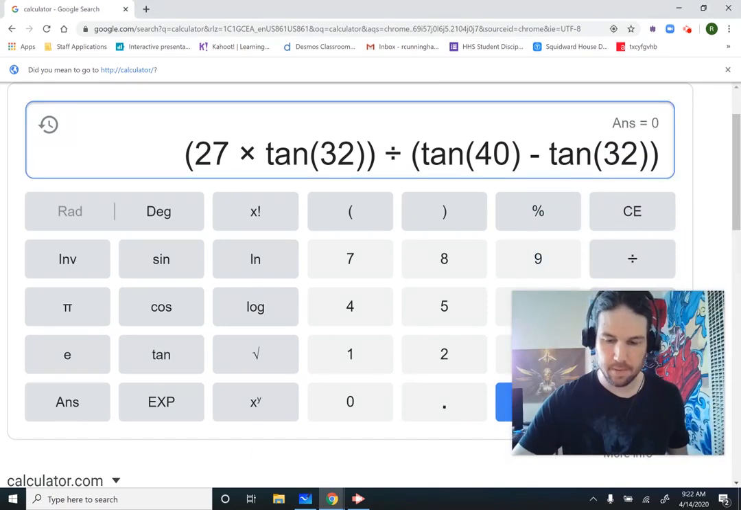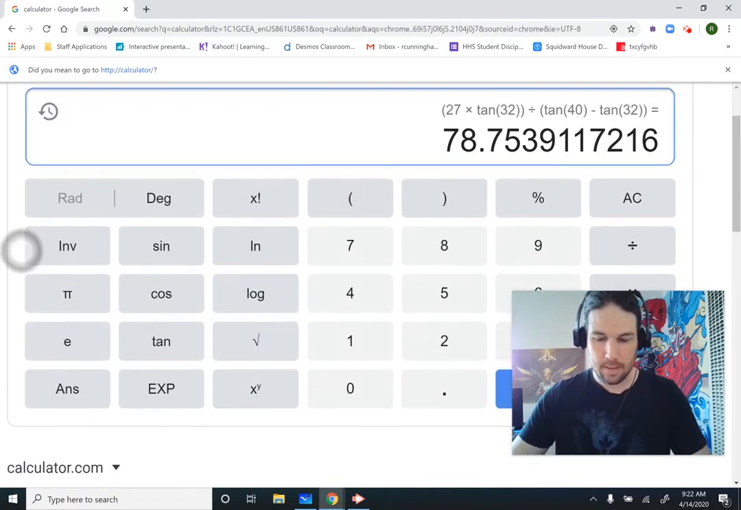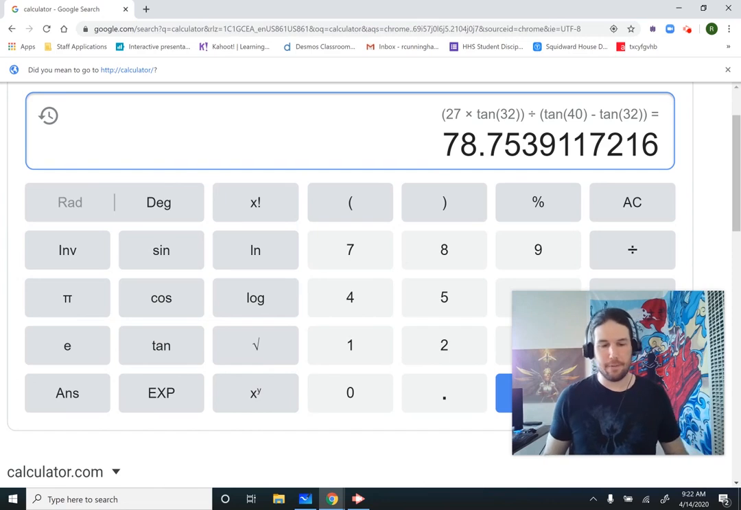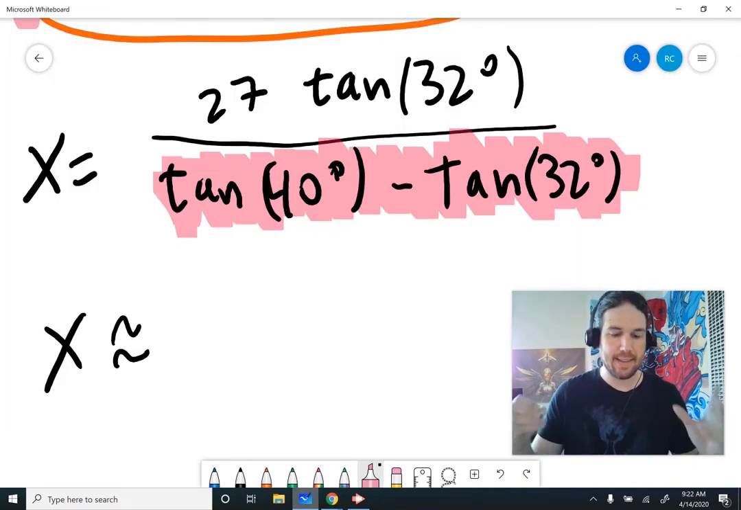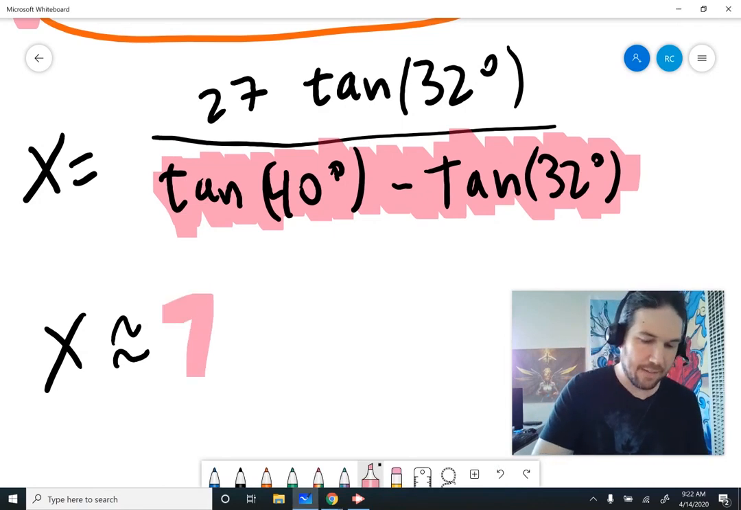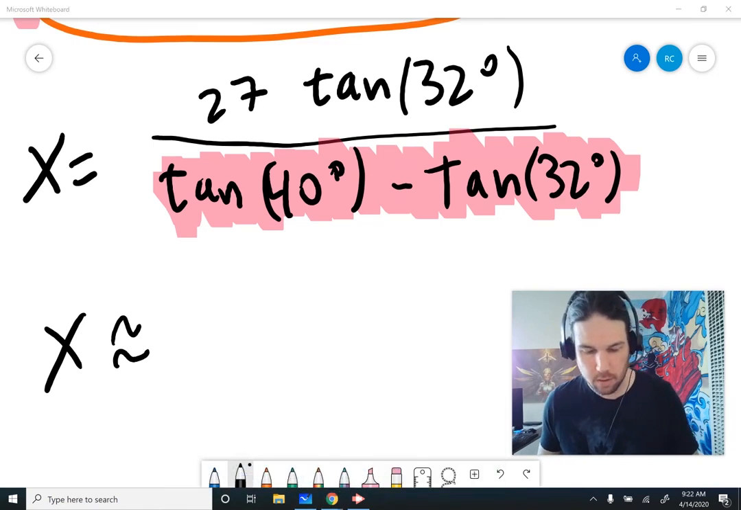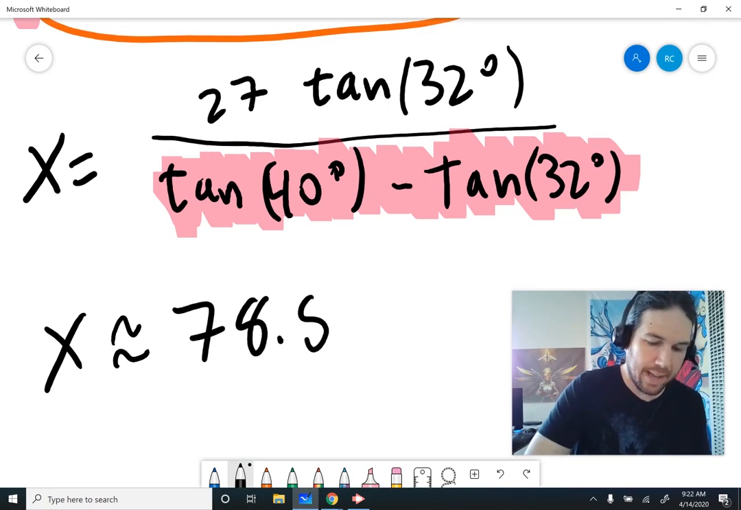Equals. Sometimes the camera gets in the way. There we go. 78.75 feet. So we're going to go back and we're going to say that x is approximately equal to 78.8 feet.